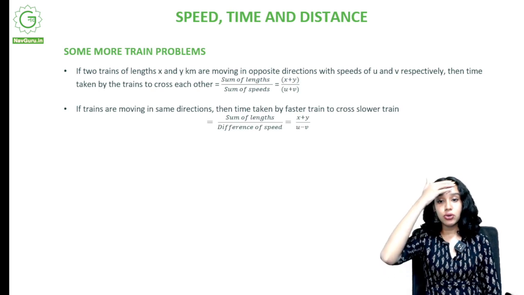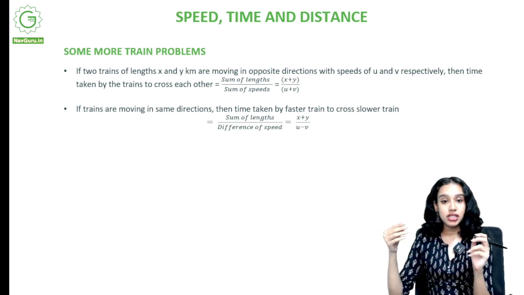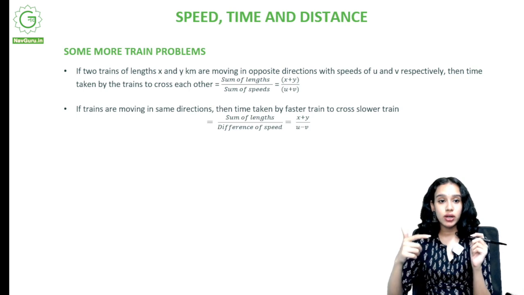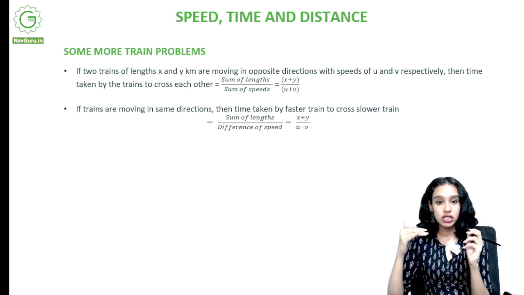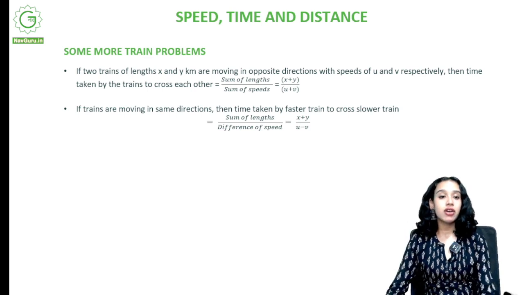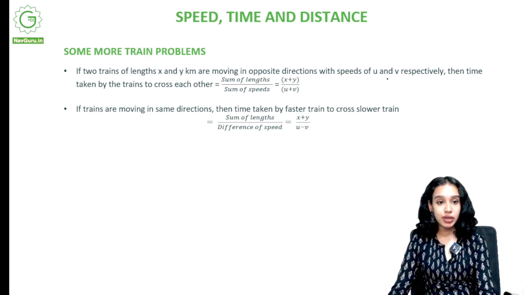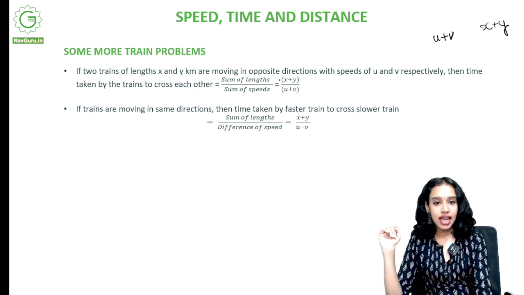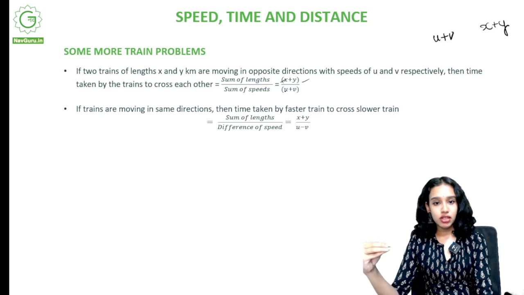Now, if two trains of length x and y kilometers are moving in opposite directions with the speeds u and v respectively, then the time taken by the trains to cross each other is equal to the sum of lengths divided by the sum of speeds. How would we get it? It is relative speed. Relative speed in opposite directions means it's the sum, u plus v. We are taking x and y to be the lengths of the first train and the second train. Speeds are u and v of the first train and the second train.